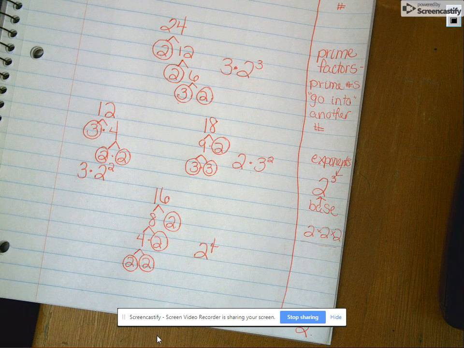If you need more practice, the substitute can give you more numbers. Please make sure that you are completing your homework when you're finished with our lesson for today.